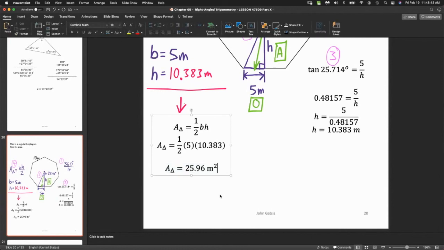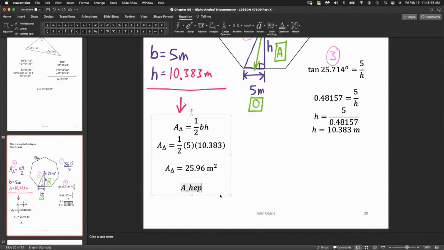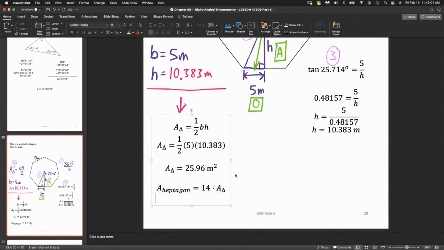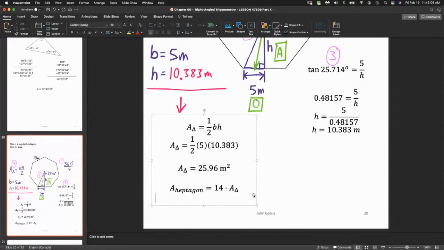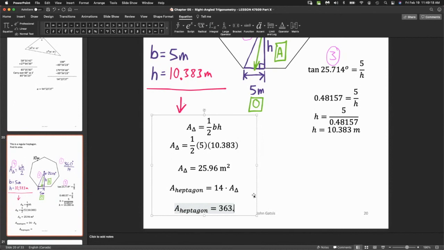So we're almost done, everybody. The area of the heptagon is equal to 14 of those triangles. So can someone multiply 25 whatever by 14? 363.4. Let's go with a 4 there, meters squared. There you go.